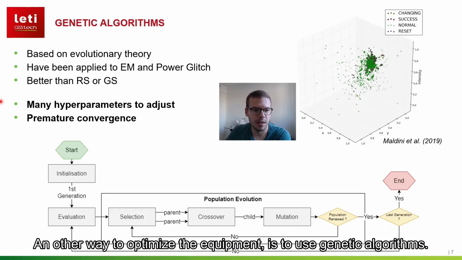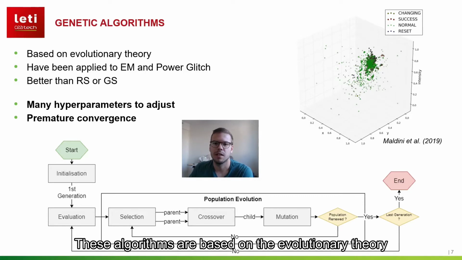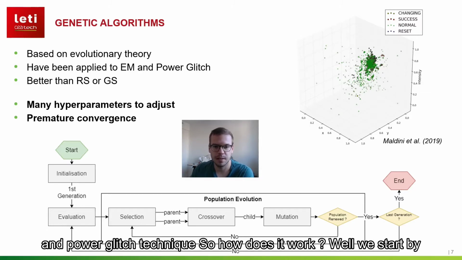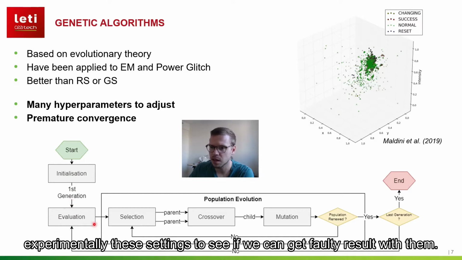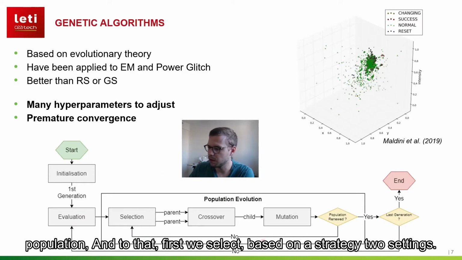Another way to optimize the equipment is to use genetic algorithms. These algorithms are based on the evolutionary theory and have been applied to electromagnetic fault injection and power glitch technique. So how does it work? Well, we start by initializing a population with random settings. Then we evaluate experimentally these settings to see if we can get a faulty result with them. And next, once we have tested all the population, we want to evolve this population.